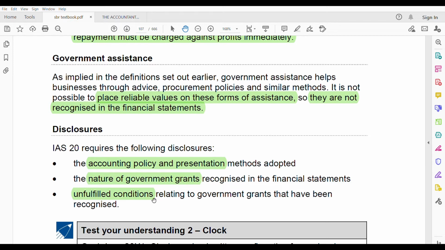This is only relating to government grants. It says nothing about government assistance, which is not recognized in the financial statements at all because you cannot place reliable values on this form of assistance. So remember, in the exam, if you get government assistance, don't say that you have to recognize it as capital based or income based. All those are for grants, not assistance. If you get government assistance, you just have to write that you cannot place a reliable value, therefore they are not recognized in the financial statements. That's it.